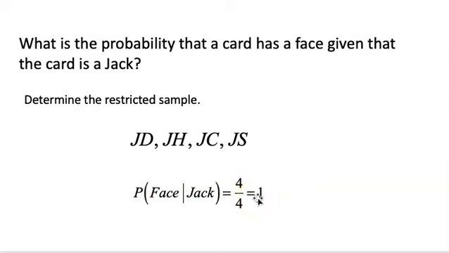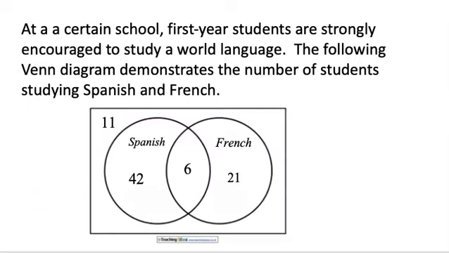But again, our concept here with the conditional probability is to focus on the restricted sample, what happens after the given statement, and then determine how many winners you have from that group. So here's our next question. At a certain school, first-year students are strongly encouraged to study a world language. The following Venn diagram demonstrates the number of students studying Spanish and French. So 42 study Spanish only, 6 study both Spanish and French, 21 study French only, and 11 study neither.